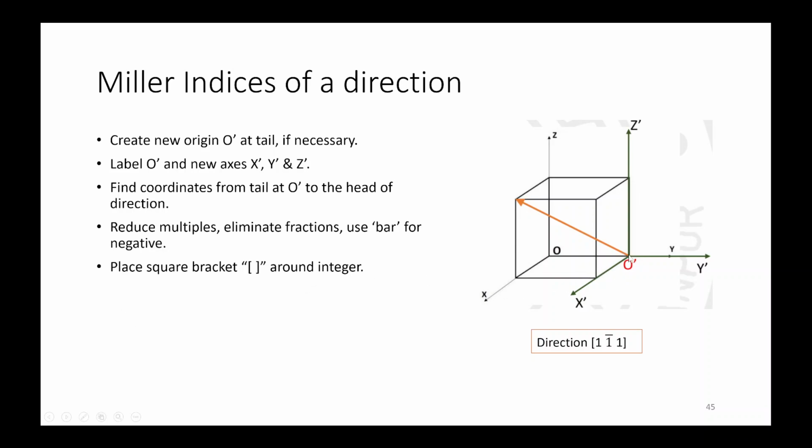For example, here you are going from this side, so to reach this point, how much you have to walk in the x direction, how much in the y direction, how much in the z direction. So here I am walking +1 in the x direction. In the y direction I am walking -1. In the z direction I am walking +1. So 1 bar 1 will be its Miller indices. Now that's all from the notes.